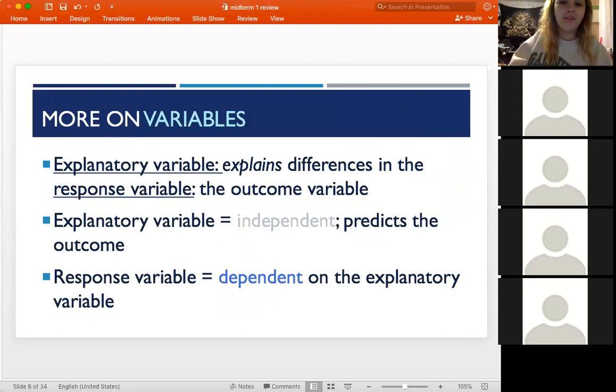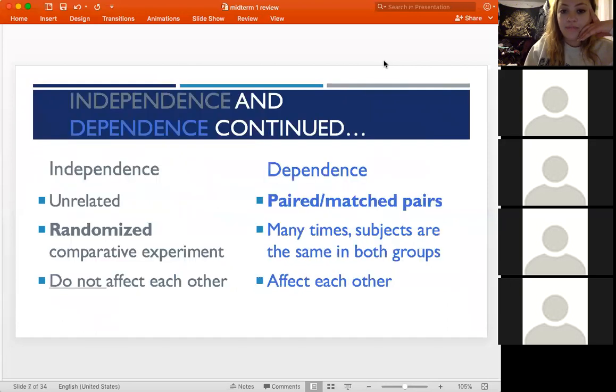Okay, variables. We're going to talk about variables a little bit now. Variables, remember, they vary. That's where they get their name from. Just understand explanatory variables: what explains the difference in the response variable. In order for this to make sense, our explanatory variable does have to be independent of everything, so it can't be affected by anything else. Because of that, our response variable is going to be dependent on the explanatory variable. So it will change depending on the explanatory variable and what changes with that.